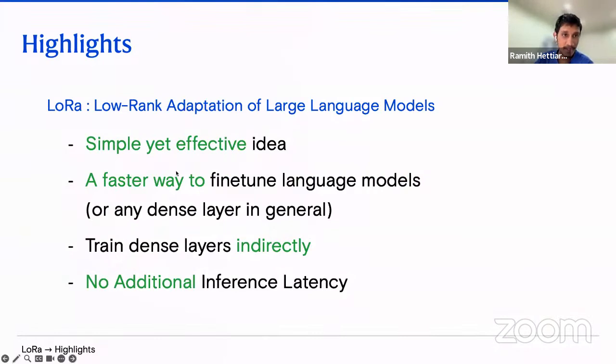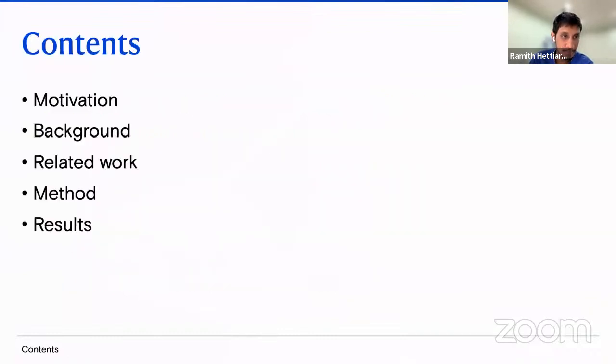So just at a glance, this paper, LoRA, is a simple idea. The problem they are tackling is a faster way to fine-tune language models. It doesn't necessarily apply only to language models, but to any dense layers in general. The way they do it is through training indirectly, and we'll talk about this in detail. Through this method, there's no additional latency. So we'll quickly look at the motivation, background, related work, and their results.